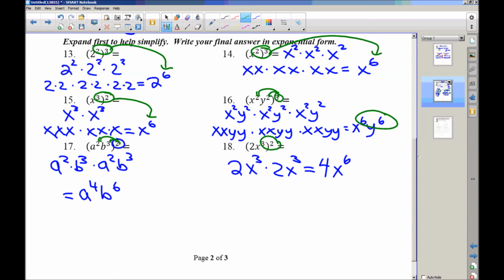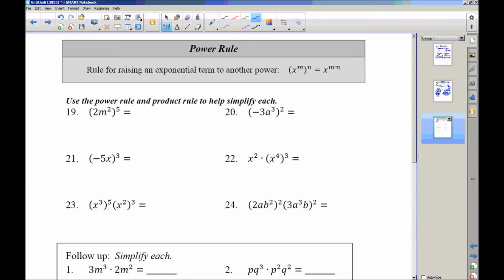Okay, so what we're really doing here is just timesing the exponents. So I take each one, I could just multiply them together to get the new exponent. So in number 14, 2 times 3 makes 6, and number 18, 3 times 2 makes 6. Okay, so timesing the exponents will work for us. And that rule is called the power rule.